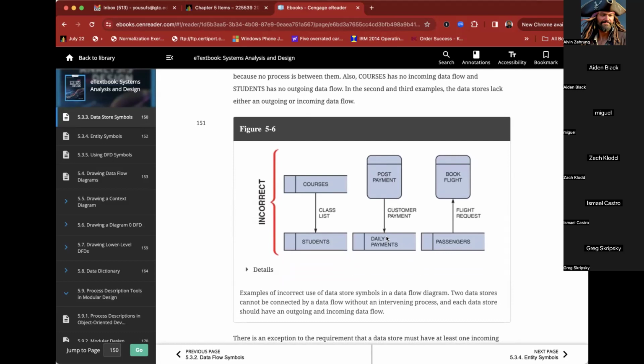Data coming in, not going anywhere. It's a dead end. Why are you even storing the data if you're not feeding anybody? Or data coming out of the data store, but how? Where's this data coming from that it is spitting out? So all of these are incorrect data store examples.